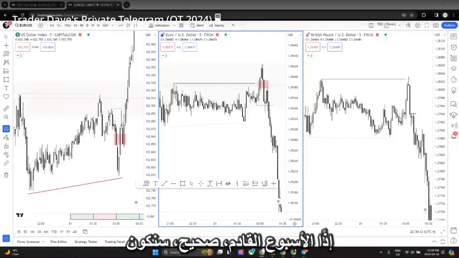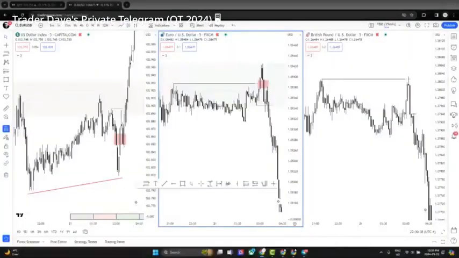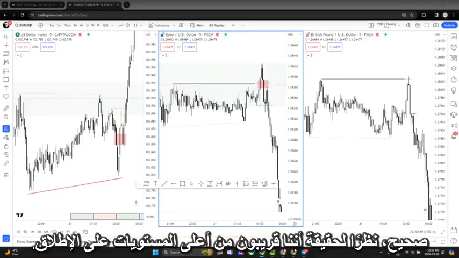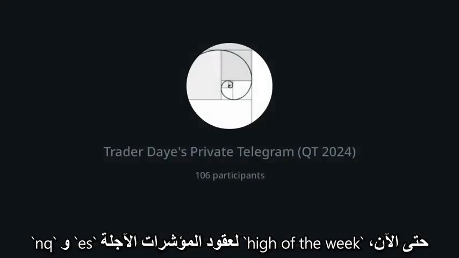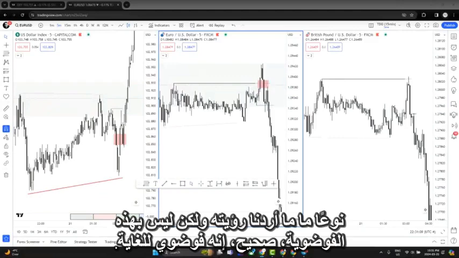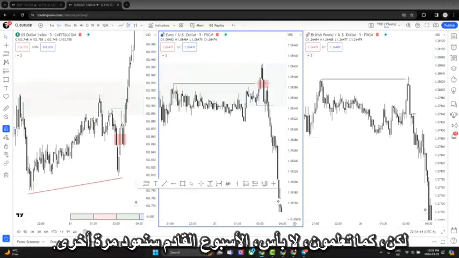So next week, right, more than likely, we'll mostly be monitoring the Forex pairs, due to the fact that we're near all-time highs now. So far, the high of the week for the index futures, the ES and NQ, is Thursday, right? Which is kind of what we wanted to see, but not this messy, right? It's pretty messy. But that's fine. Next week, we'll come back again.